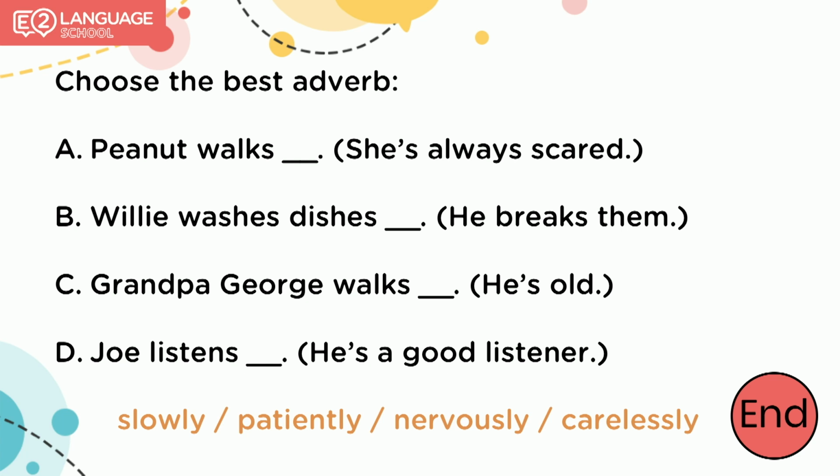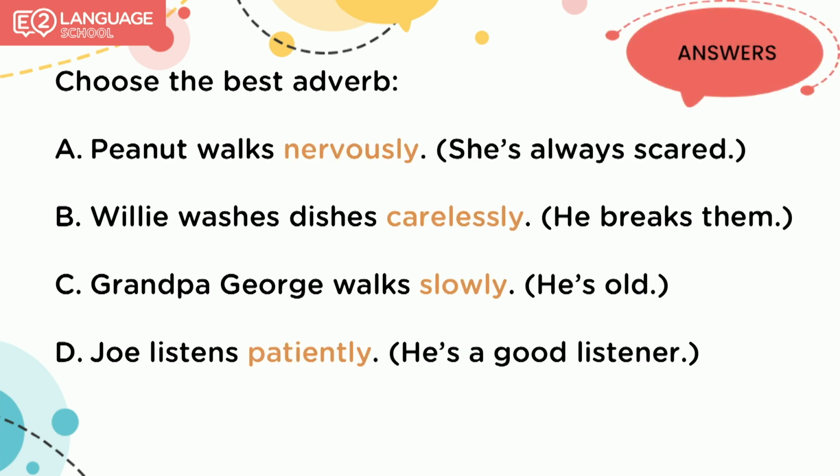Okay, so the best way to complete these sentences is like this. Peanut walks nervously. She's always scared. Willie washes dishes carelessly. He breaks them. Grandpa George walks slowly. He's old. And Joe listens patiently. He's a good listener. But you can see how nervously, carelessly, slowly, and patiently are giving information to their main verbs. Walks, washes, walks, and listens. That's what these how adverbs do.